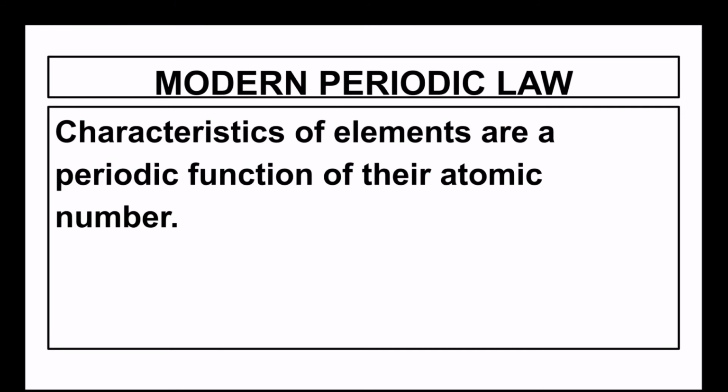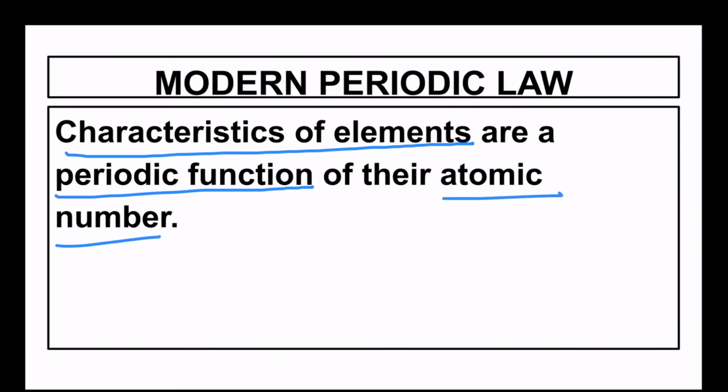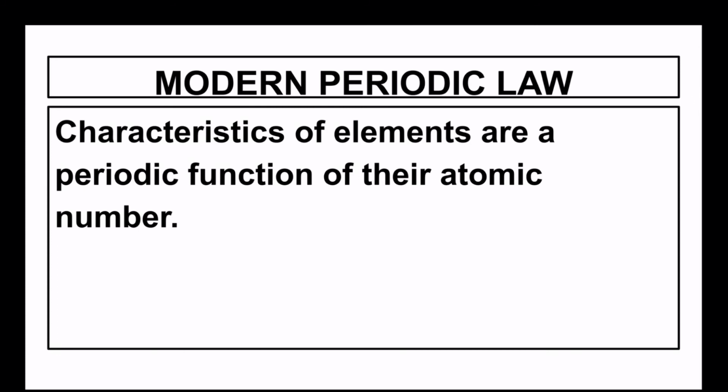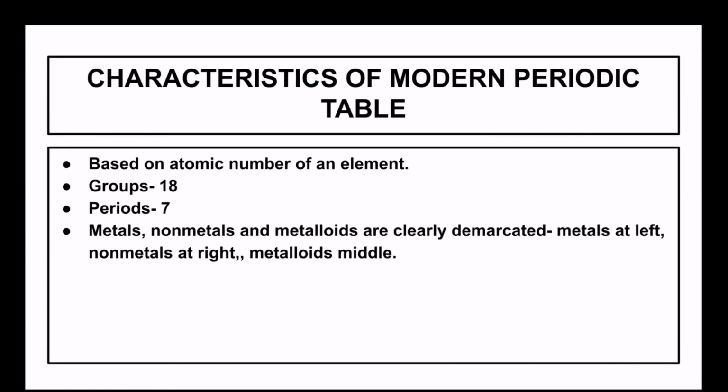Modern periodic law. Modern periodic law states that characteristics of elements are a periodic function of their atomic number. It means that when the elements are arranged in their increasing atomic number, then their characteristics resemble after a gap or a period. Let us revise the characteristics of modern periodic table.